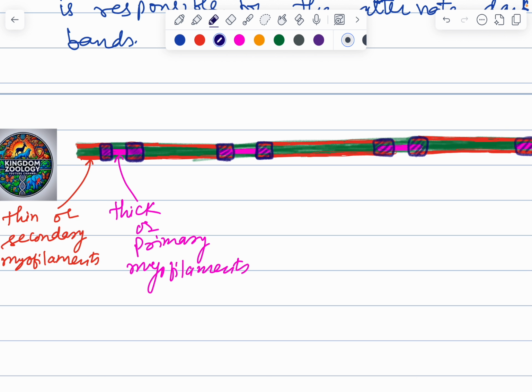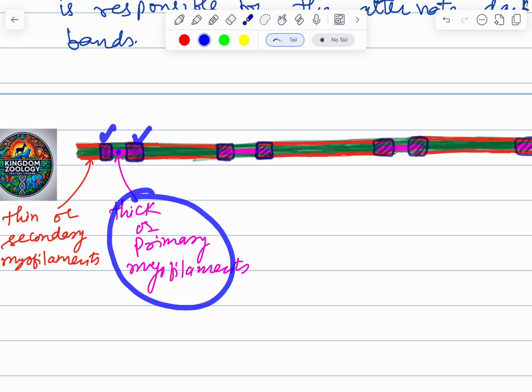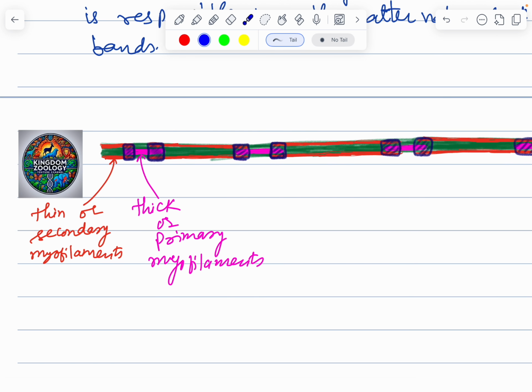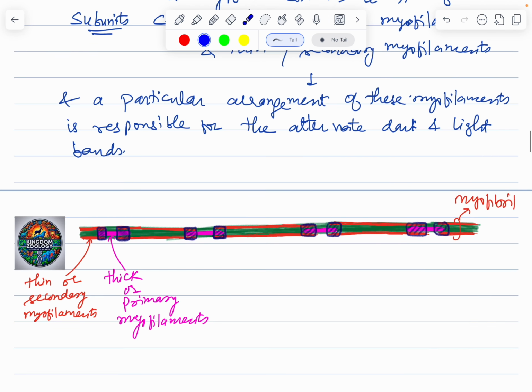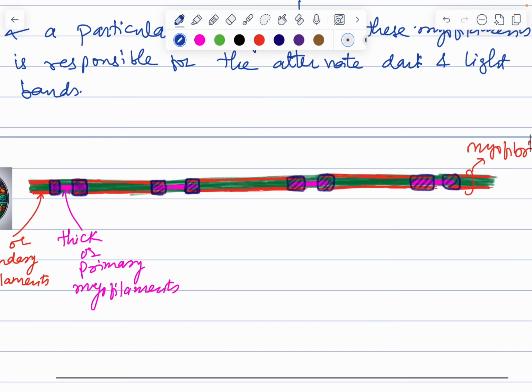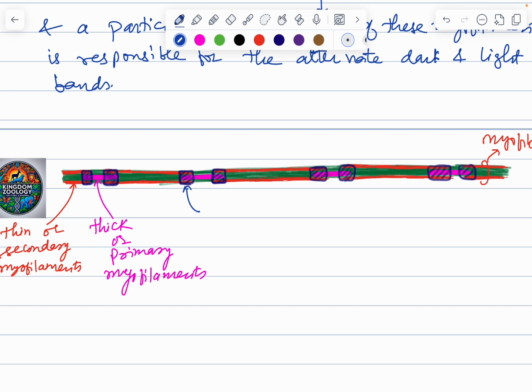In the center of the two dark areas, there is only thick protein, just one single type of protein. And in these areas also, there is only one type of protein. What are those? Thin. So if there is only one type of protein here, thin, and only one type of protein here, thick, these areas are going to be absorbing lesser light and hence will appear what? Lighter.